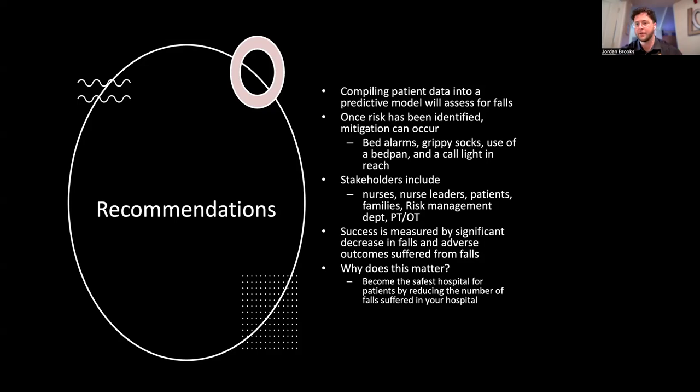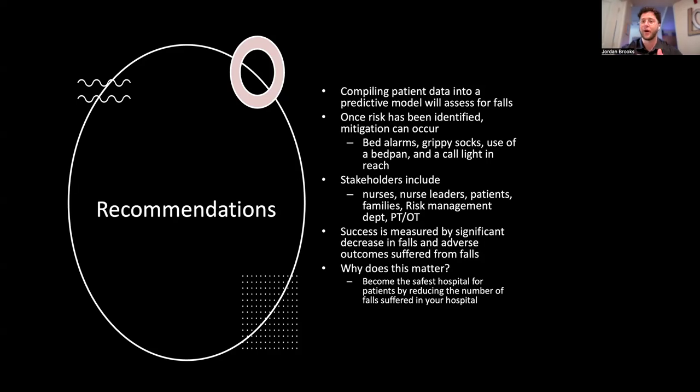Stakeholders for this include anybody who has an interest in reducing falls and increasing patient safety. This would be nurses, nurse leaders, patients, their family, the risk management department, physical therapists, and occupational therapists as well. The success of this intervention can be measured by a significant decrease in the number of falls and a decrease in adverse outcomes suffered from falls.